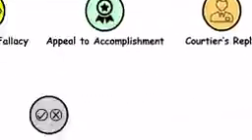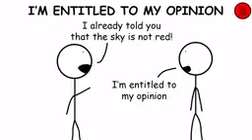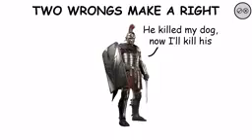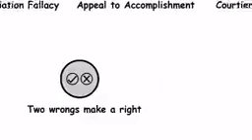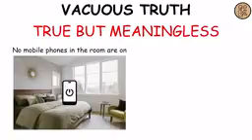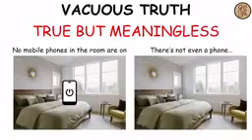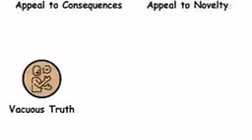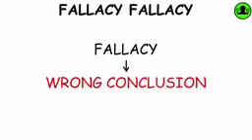I'm entitled to my opinion fallacy, when a person discredits any opposition by claiming that they are entitled to their opinion instead of logically analyzing said opposition. Two wrongs make a right. It's an argument in which an allegation of wrongdoing is countered with a similar allegation. Vacuous truth. A claim that is technically true but meaningless, such as claiming that no mobile phones in the room are on when there are no mobile phones in the room. Fallacy fallacy. It's saying that when an argument contains a fallacy, its conclusion must be false.